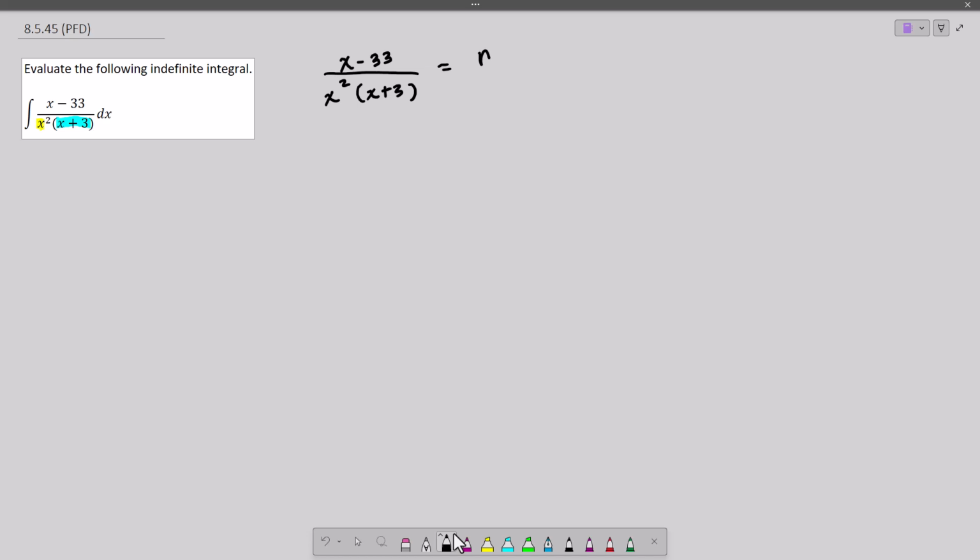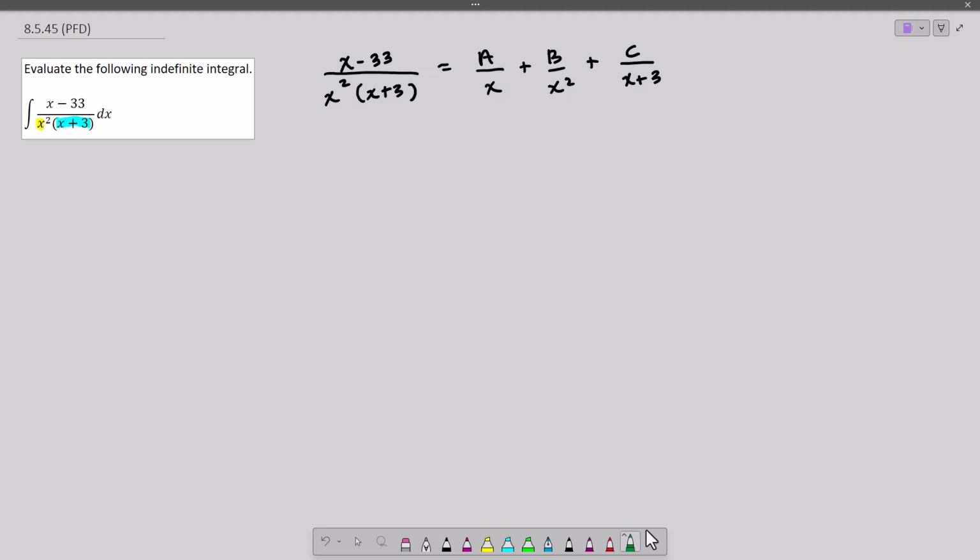So we need to have a partial fraction for each power of each factor. So the first factor is x, and it's raised to the second power, so we need to have a partial fraction for each power of that. And then we have to have a partial fraction for x plus 3.